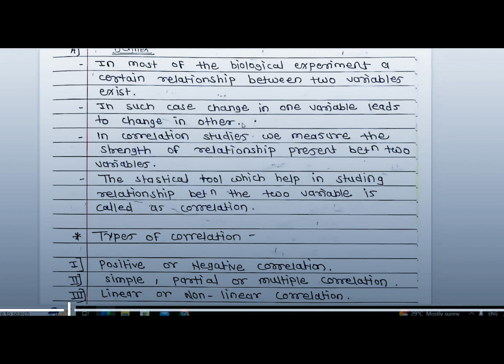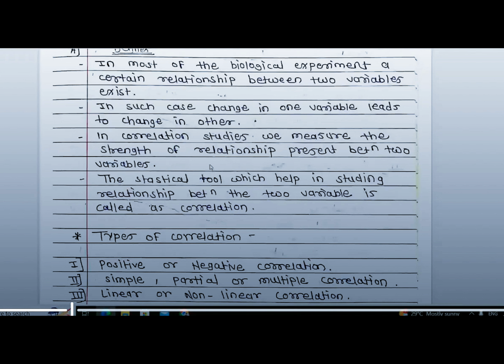Now, in correlation studies we measure the strength of the relationship present between the two variables. There are two different types of correlation studies: some are qualitative and some are quantitative. In quantitative studies you are directly going to get the value of the correlation present between the two variables, so that it becomes very easy for you to understand the behavior of the two variables in your research.